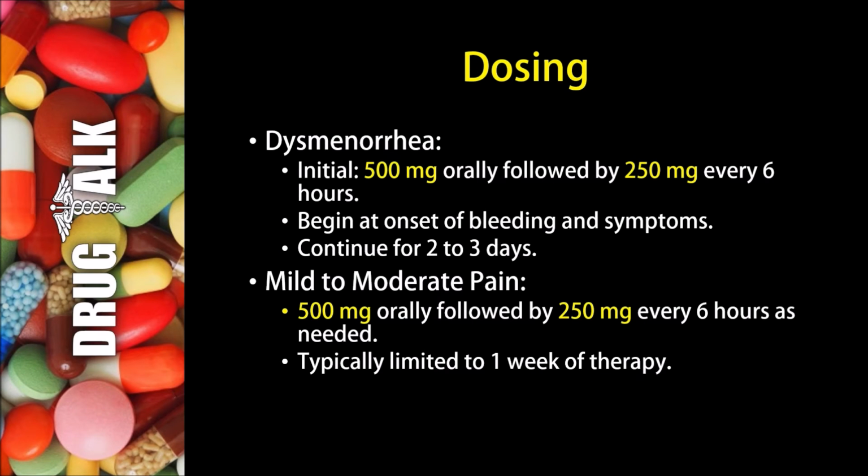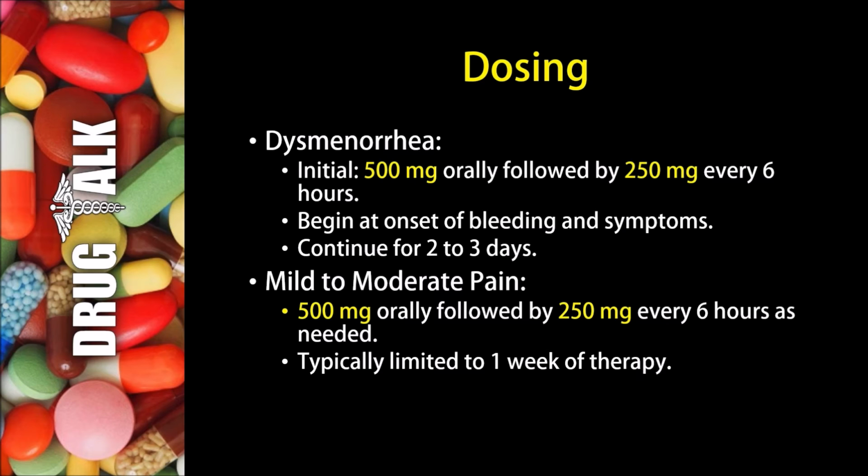Now, what about dosing with Ponstan? So in dysmenorrhea, we would typically see 500 milligrams orally initially, followed by 250 milligrams every 6 hours. They would begin at the onset of bleeding or symptoms and then continue for about 2 to 3 days.